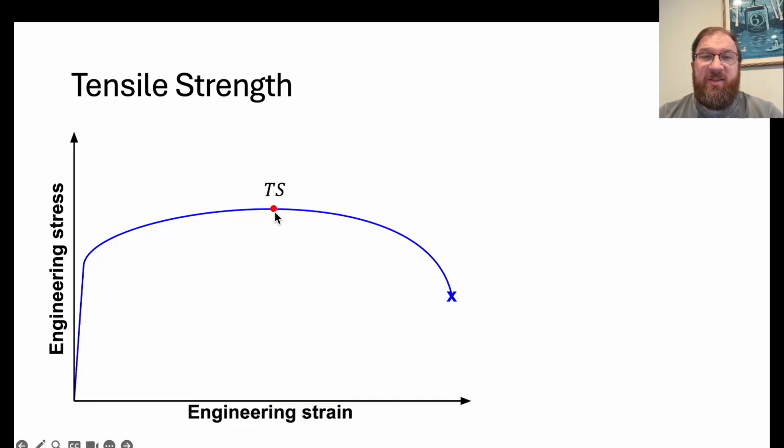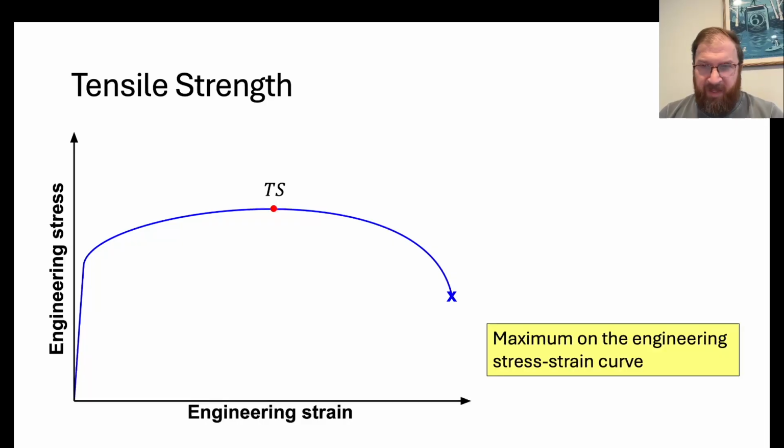So this is the tensile strength, or the ultimate tensile strength. You might see UTS in some cases, or sigma TS. They're all the same thing, tensile strength, but it's just the maximum on the engineering stress strain curve. So you're just looking for the maximum. This is actually the most straightforward and simplest of the four properties that we're going to look at.